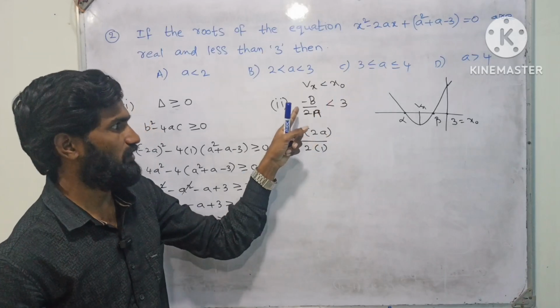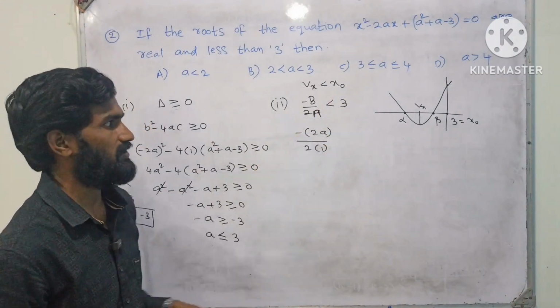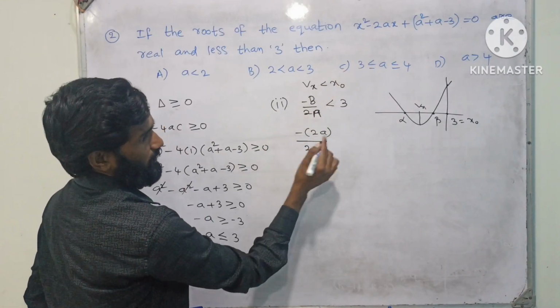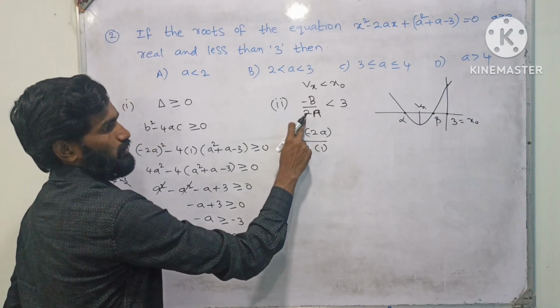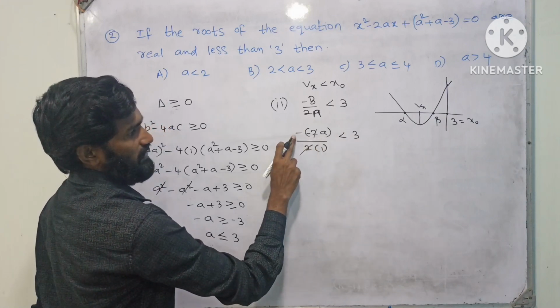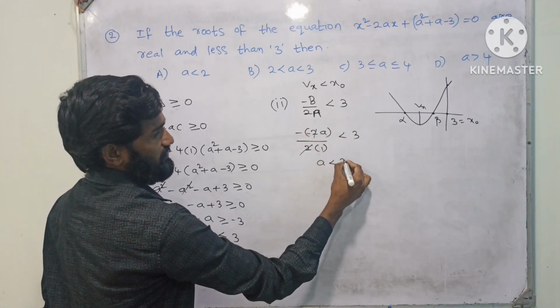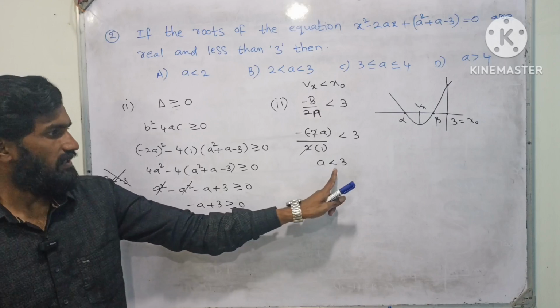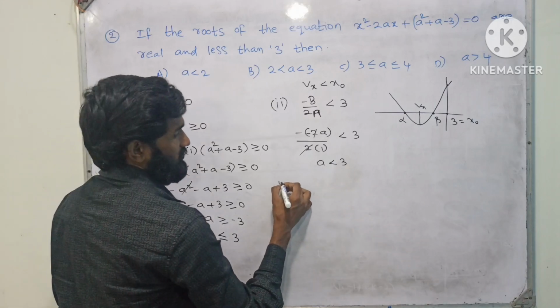Okay, that's why here we are going to consider minus b by 2a. Here b means minus 2a, so minus of minus 2a, and 2 into a, where the value of a is 1, is less than 3. The 2s cancel, minus into minus is plus, which gives a less than 3. This is the second case. Now what is the third case?